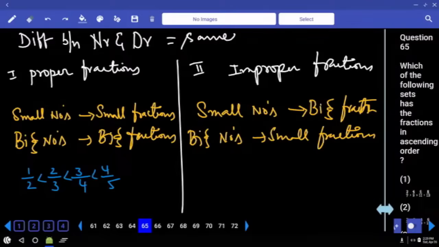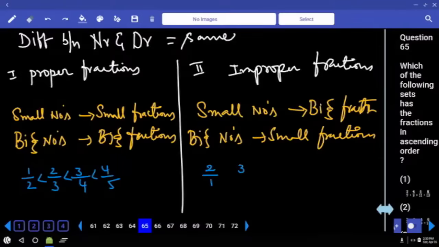Less than condition, right? And that's what we discussed. Small numbers are smaller fractions, big numbers are bigger fractions. Observe only numerators or only denominators, it's up to you. 1, 2, 3, 4 numerators. Small numbers are smaller fractions. Right. Now, let me take improper fractions.